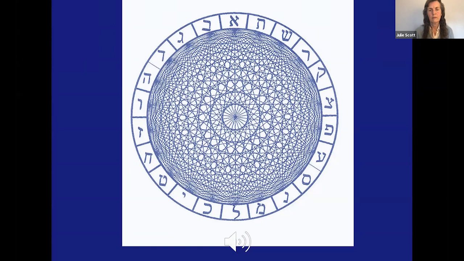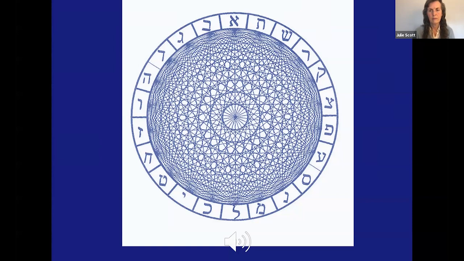Lamed Mem, Lamed Nun, Lamed Samekh, Lamed Ayin, Lamed Pei, Lamed Tzadi, Lamed Kuf, Lamed Resh, Lamed Shin, Lamed Tav. Mem Nun, Mem Samekh, Mem Ayin, Mem Pei, Mem Tzadi, Mem Kuf, Mem Resh, Mem Shin, Mem Tav. Nun Samekh, Nun Ayin, Nun Pei, Nun Tzadi, Nun Kuf, Nun Resh, Nun Shin, Nun Tav. Samekh Ayin, Samekh Pei, Samekh Tzadi, Samekh Kuf, Samekh Resh, Samekh Shin, Samekh Tav.